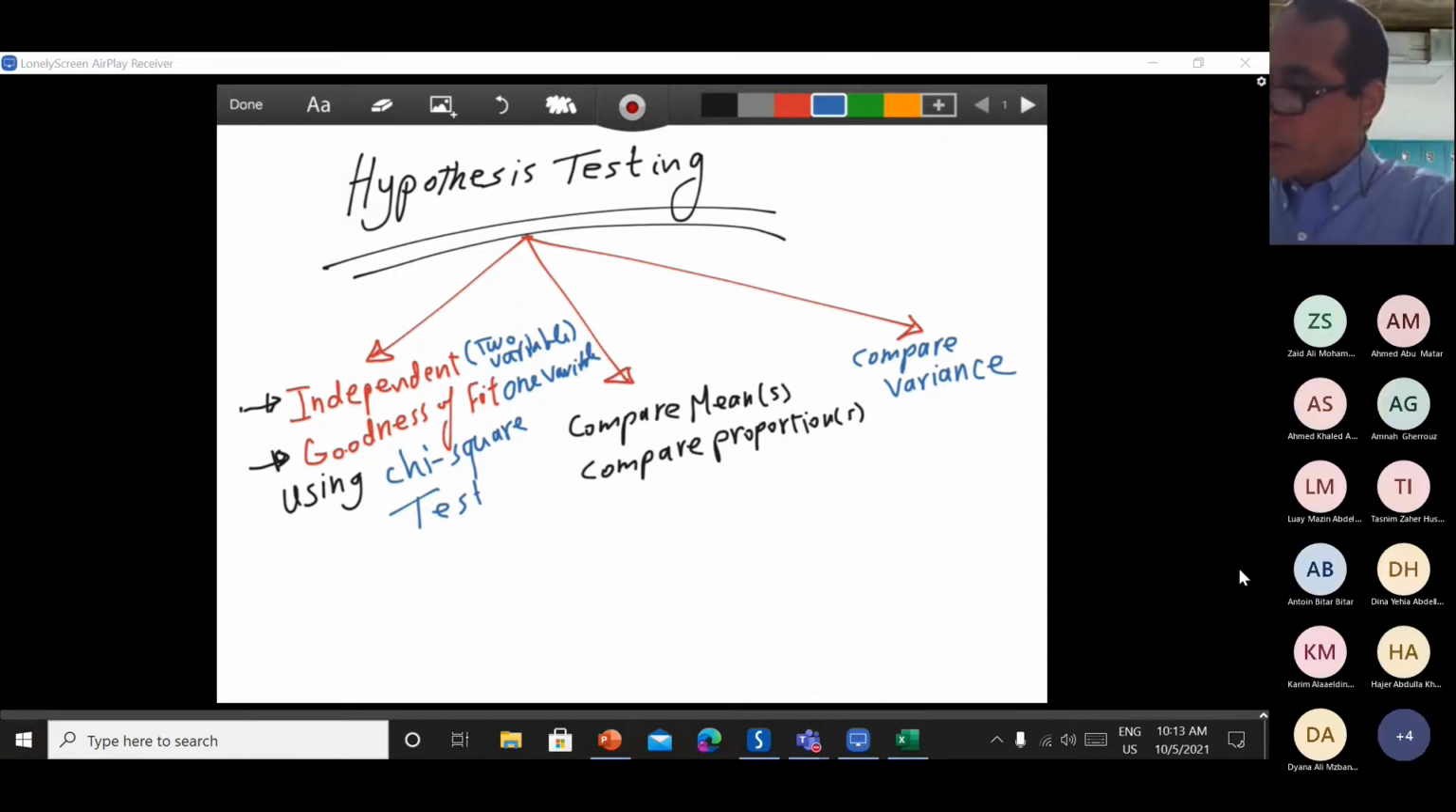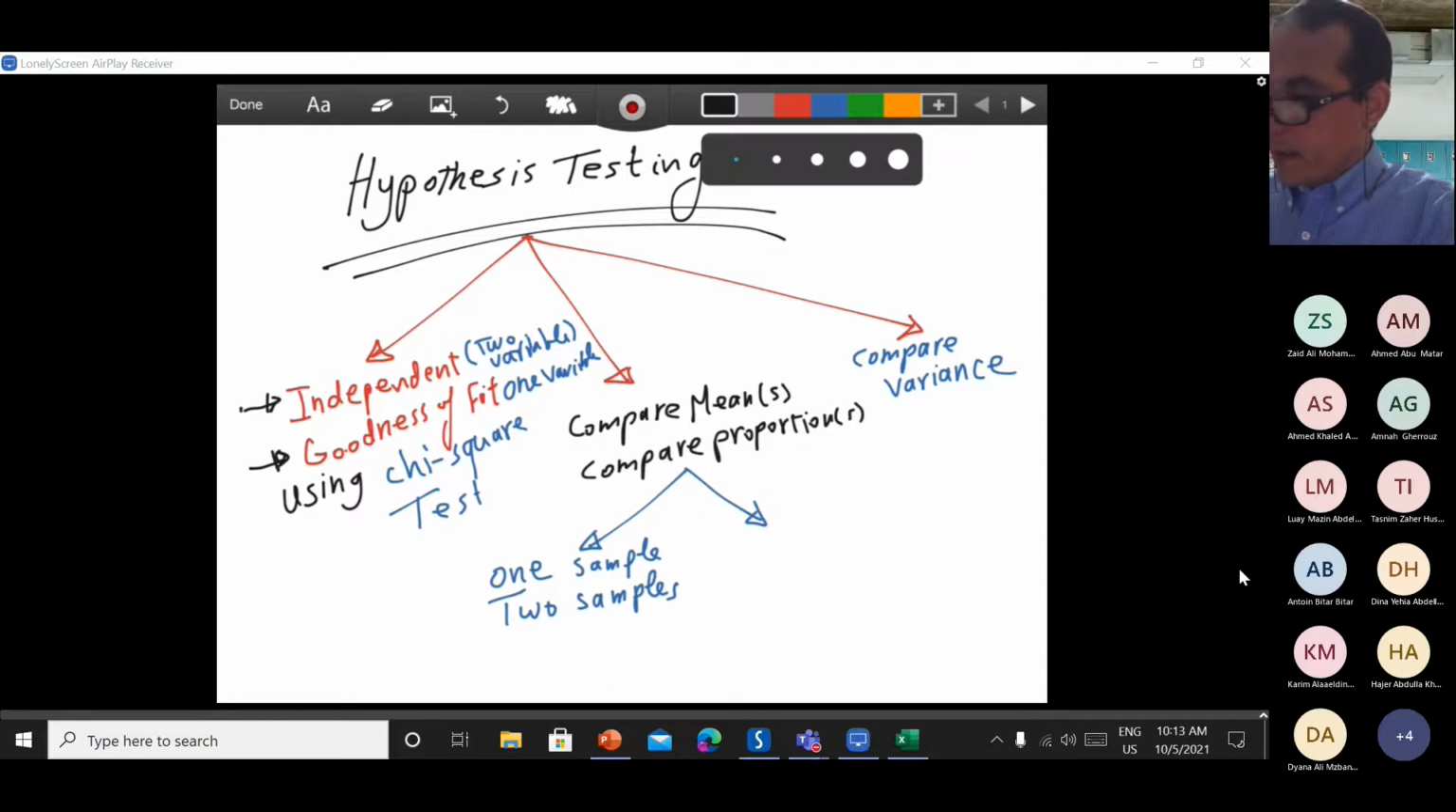Now, we are going to do another test to compare mean. Why I'm writing mean and means? Yes, and also compare proportion. What type of test do we have in this case? If you have one sample, or two sample, you use what? You either go for Z-test under condition and go for t-test.